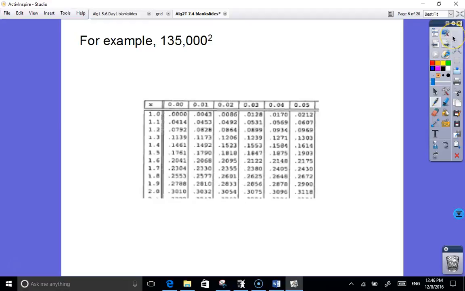This is a little zoomed in shot of it. So you would do something like this. You'd say 135,000, I want to square that. Right? That's not a really big number, but it's a big number. I would take that, I would say, okay, well that's 1.35 times 10 to the 5th. Turn it into scientific notation, and then you're going to square it, right?